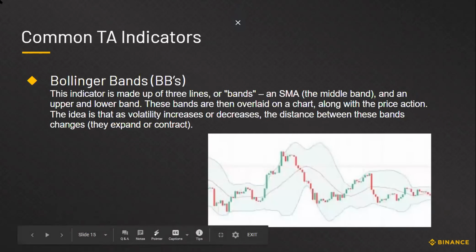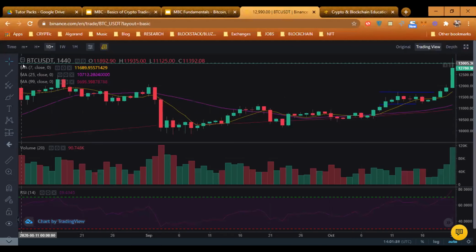Let me show you where you can find them on the chart. So these are the moving averages: 7-day moving average, 25-day moving average, and 99-day moving average. We can see that the 7-day moving average is yellow. The 25-day is purple, I think. And then the 99-day is kind of maroon, whichever you like to call it.